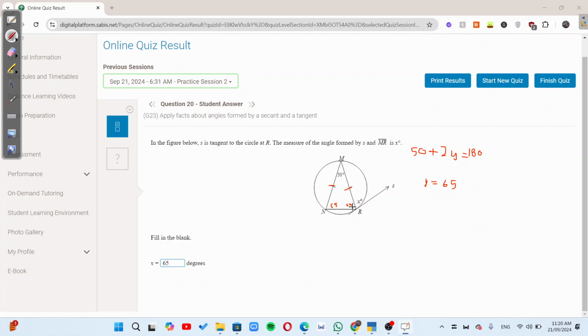If this is 65, and it's intercepting this angle, right? X is intercepting arc MB. And 65 is also intercepting arc MB. So again, two angles intercepting the same arc are equal. So x is equal to whatever is here, so it's 65 degrees. So yeah.